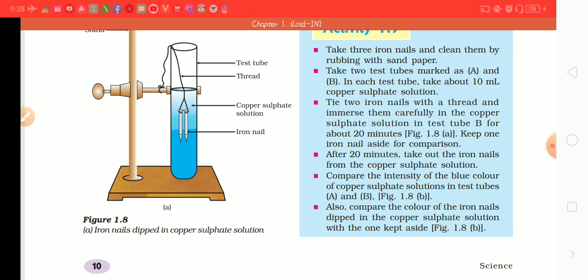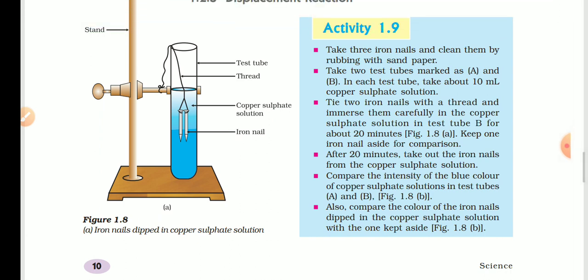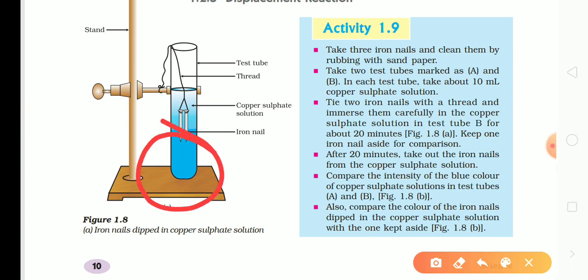Tie two iron nails with a thread and immerse them carefully in the copper sulfate solution. Yeah, we can see iron nails are dipped in copper sulfate. This blue one is copper sulfate solution, otherwise called blue vitriol, and iron nails are hanging in it. After 20 minutes, take out the iron nails from the copper sulfate solution. Now compare the intensity of blue color of the solution in test tubes A and B. Also compare the color of iron nails dipped in copper sulfate solution with one kept aside.